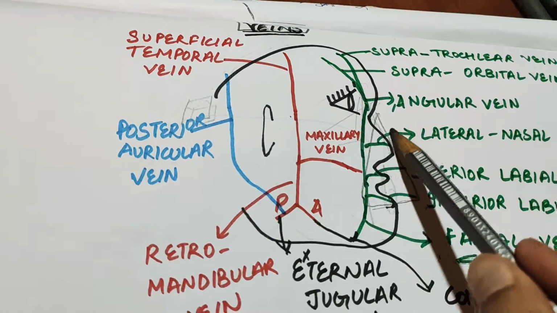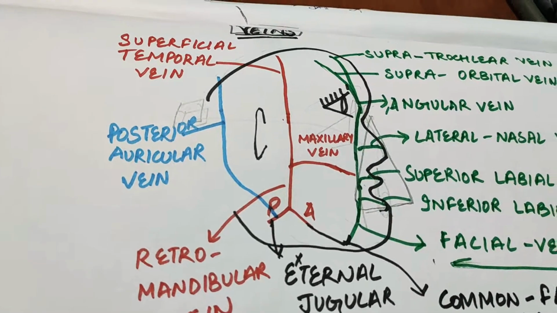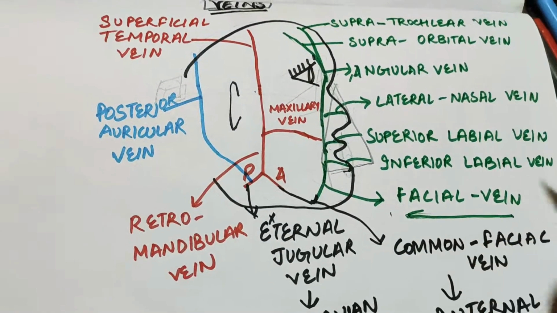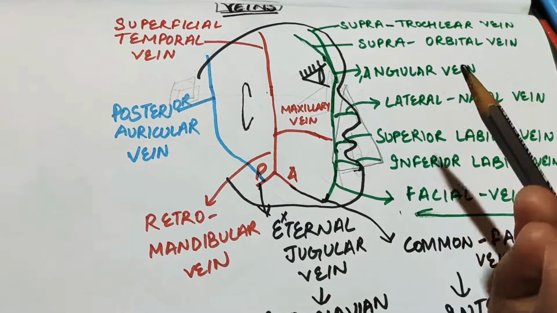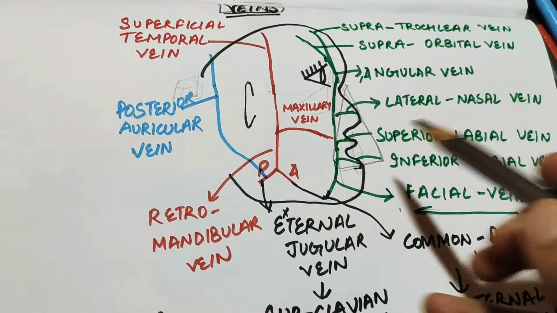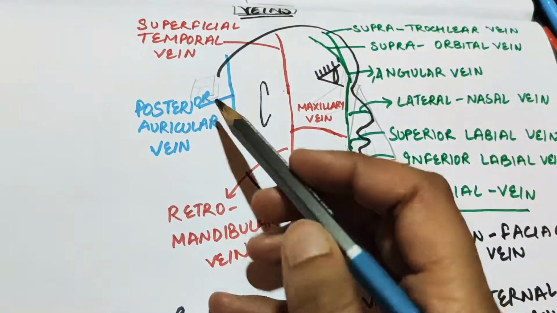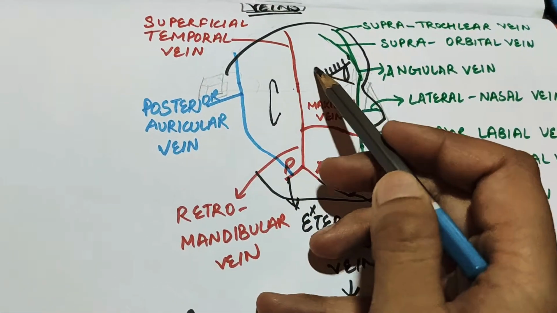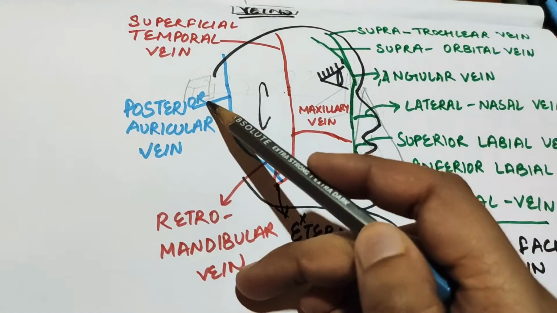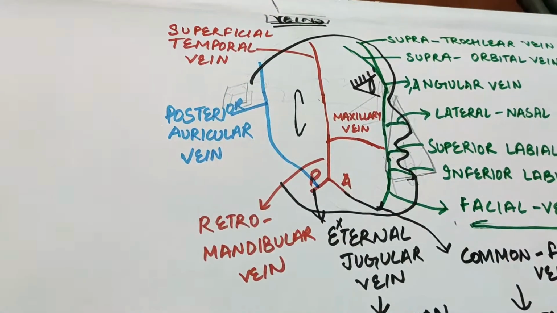If there is any kind of infection in this area, suppose you have a pimple and you are pricking it, that may cause an infection, which is why you are advised not to prick. This infection, through the superior or inferior ophthalmic vein, can go to the cavernous sinus through the superior orbital fissure, and it may cause cavernous sinus thrombosis, which is a dangerous condition.